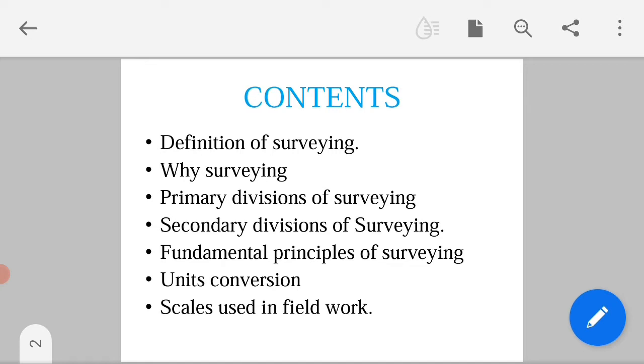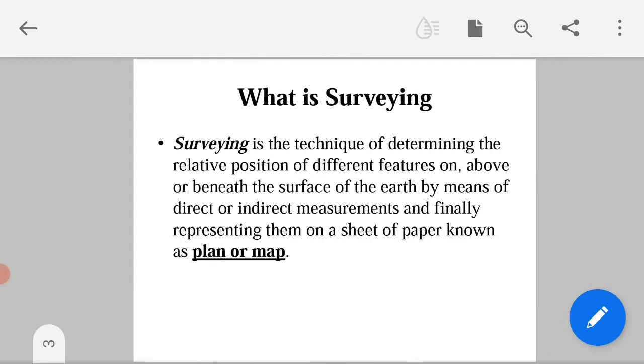First of all, we will see contents. Definition of surveying. Why surveying? Primary divisions of surveying. Secondary divisions of surveying. Fundamental principles of surveying. Units conversion. And lastly, various scales used in fieldwork.